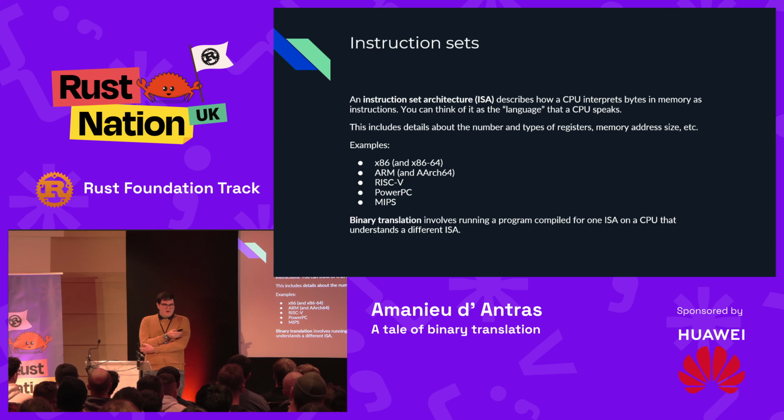And what we're going to talk about in this presentation is binary translation, which is where we want to take a program that's been compiled for one architecture, so that it's a bunch of machine code that is in the language of one type of CPU, and run it on a different CPU that understands a different architecture. For those of you with the fancy new ARM MacBooks, this is basically what Rosetta 2 does to run your x86 applications on an ARM CPU.